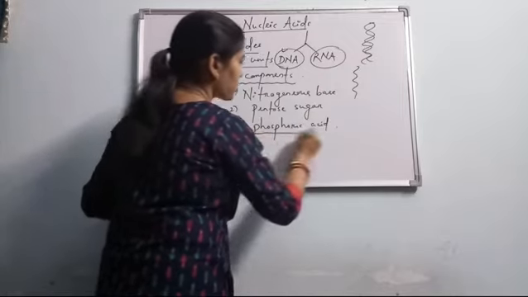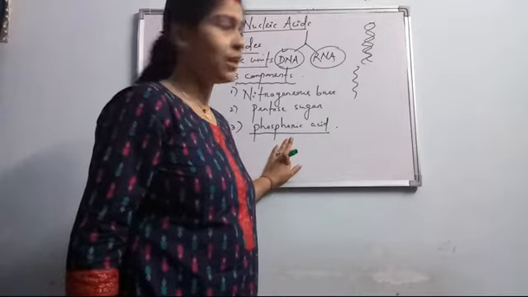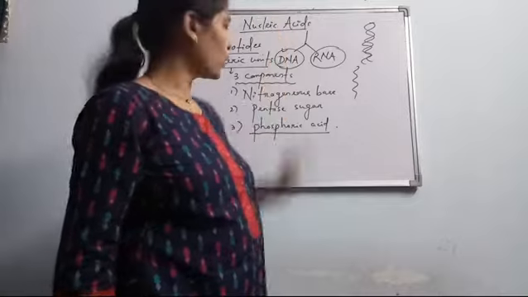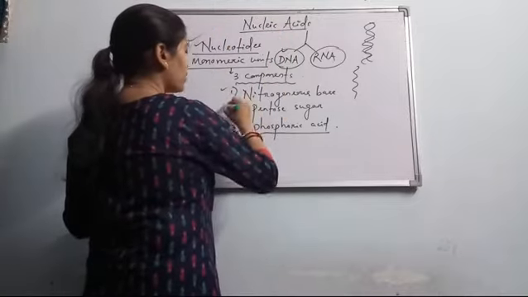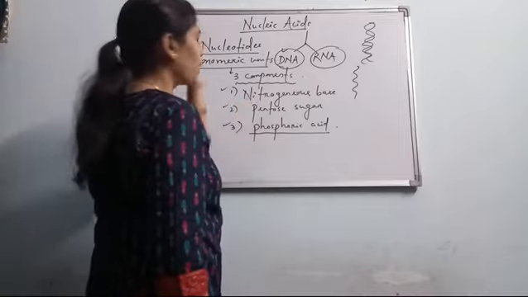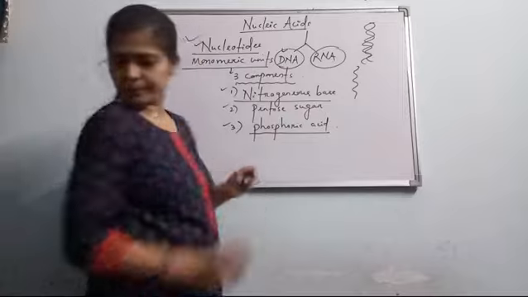This phosphoric acid moiety makes the nucleic acids acidic by nature, and as they are present inside the nucleus, the name is nucleic acid. So we'll discuss one after another these three components. These three components make a single nucleotide. Let's discuss the first one, the nitrogenous base.